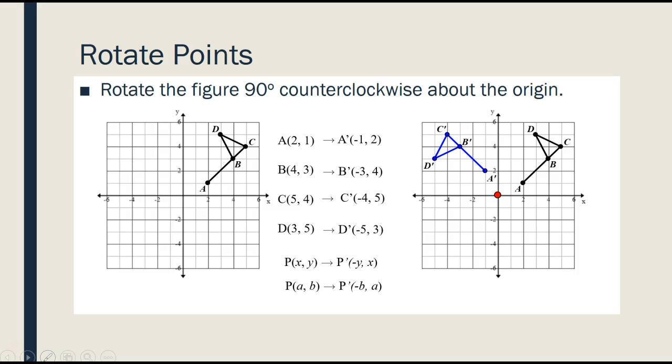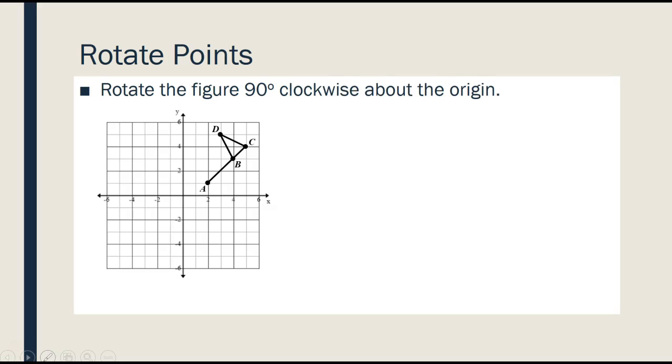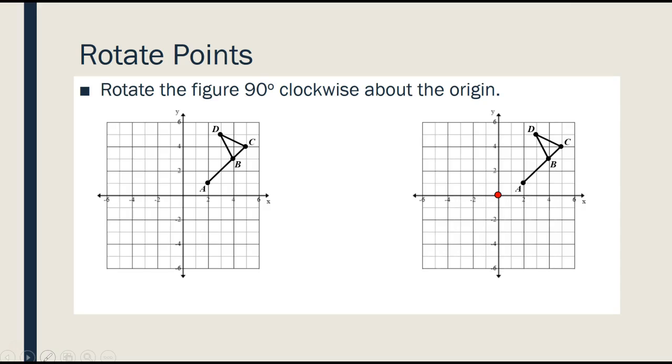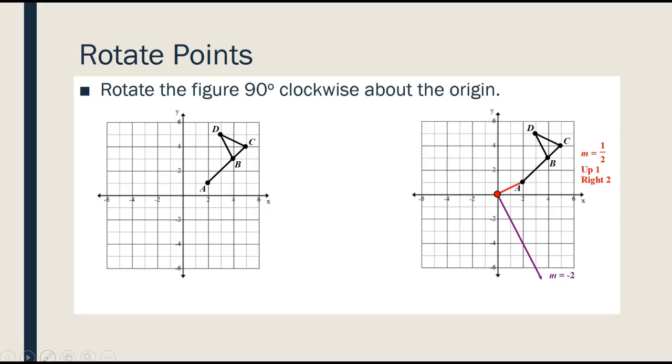Now, let's take a look at our next topic of rotating a figure 90 degrees clockwise about the origin. So we're going to start off pretty much the same way, realizing that I'm going to need perpendicular segments. We went up 1, right 2, slope of 1/2. So that A prime, that image of A, is going to have to lie somewhere on that purple line. But since we're moving 90 degrees clockwise, we're just going to be focusing on that fourth quadrant.